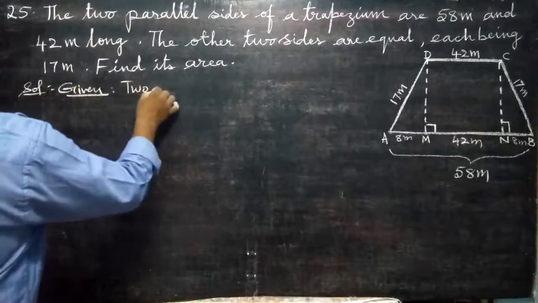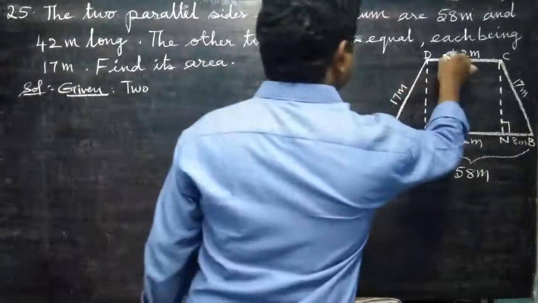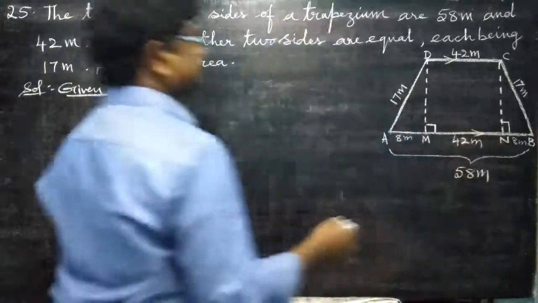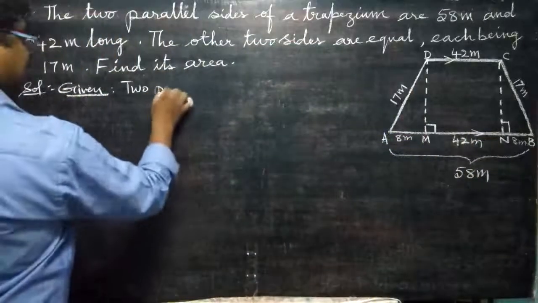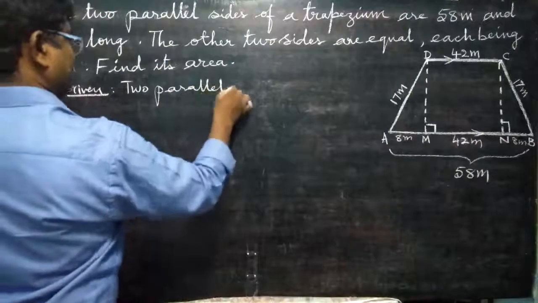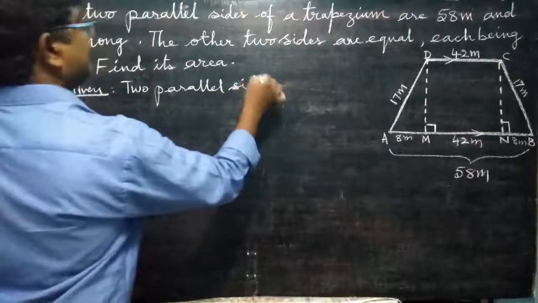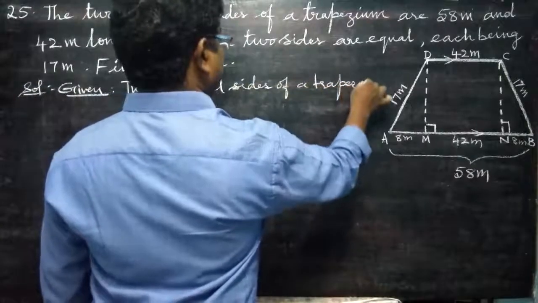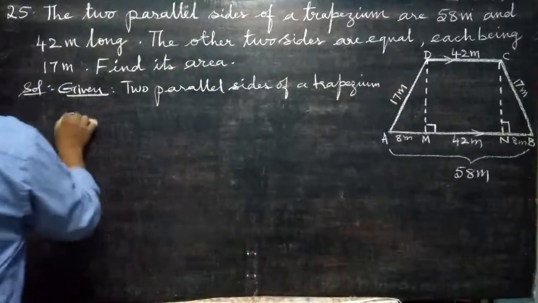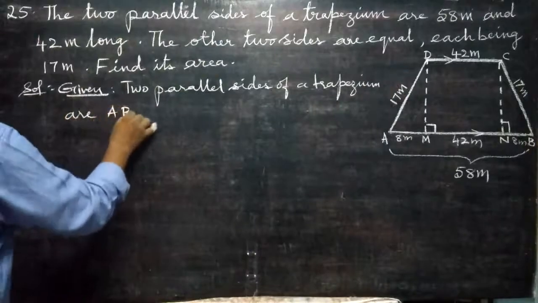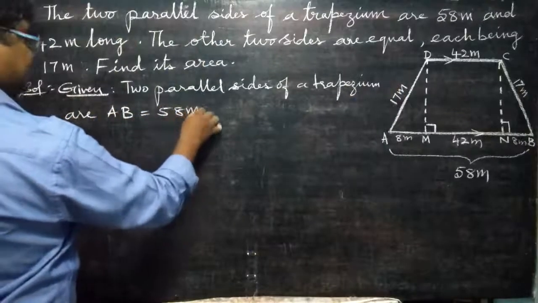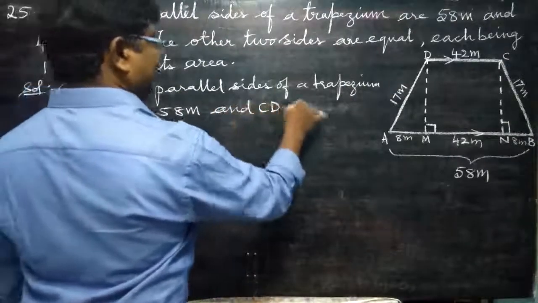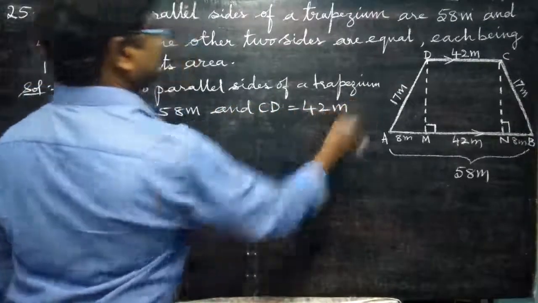Two parallel sides, CD parallel to AB. Two parallel sides of a trapezium are AB is equal to 58 meters and CD is equal to 42 meters.